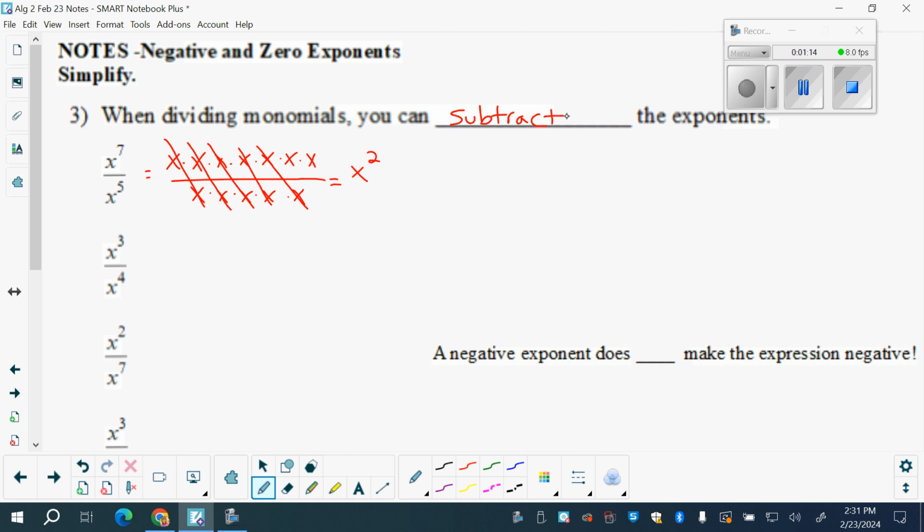So what if it's x to the 3rd over x to the 4th? What happens when we subtract? It becomes x to the -1. Okay, pay attention here. What is x to the -1 equal to? It's not a square root. I know last period they said the same thing.